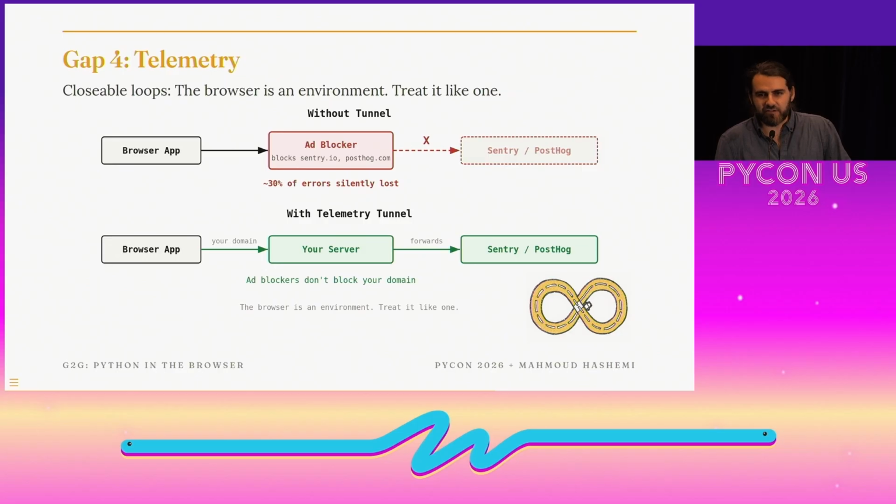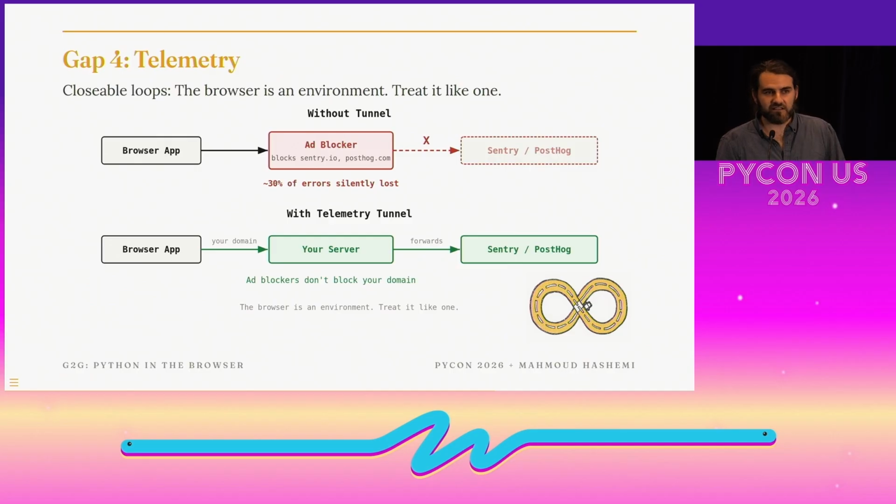Gap 4, telemetry. This is a pretty small one, and I don't really blame the agent for missing this, but when you are adding a new environment, and the browser is exactly that, that environment has logs, and they just go to the console of the user, right? If you want to get those logs back out, and you want to not fly blind and have errors reported and so forth, you're going to need to use a service like PostHog or Sentry or something like that.